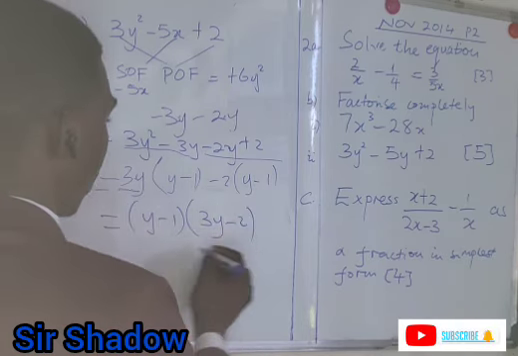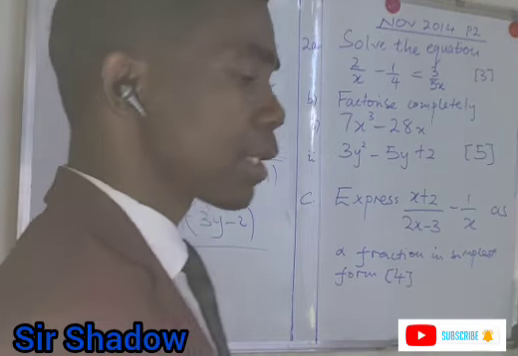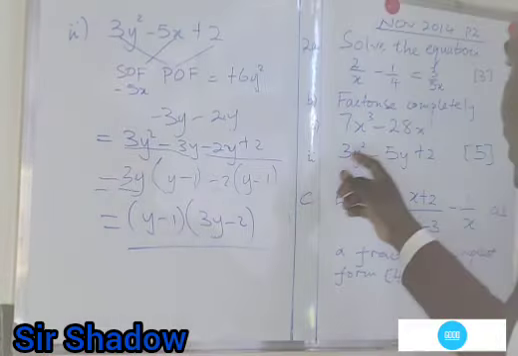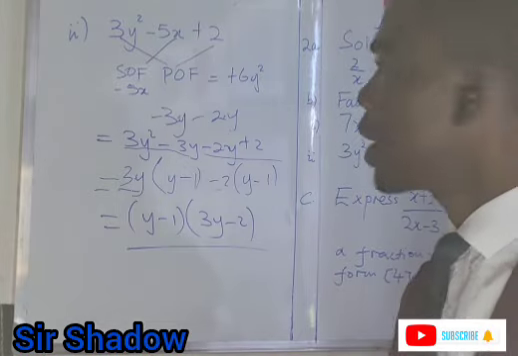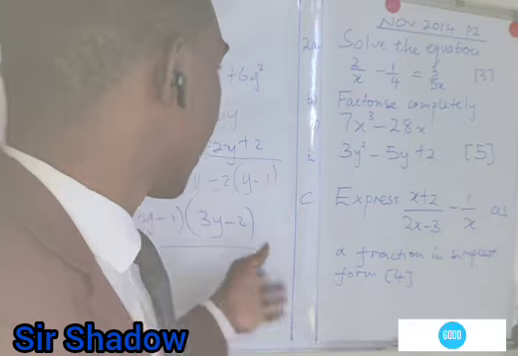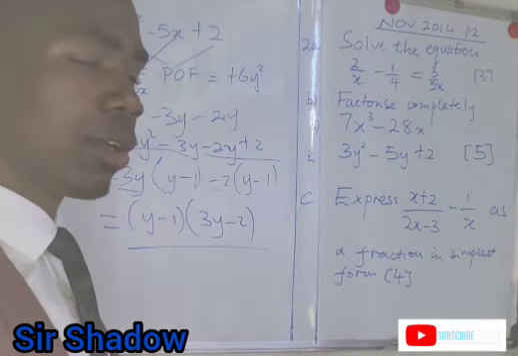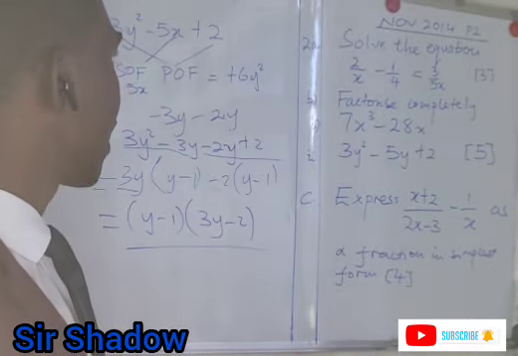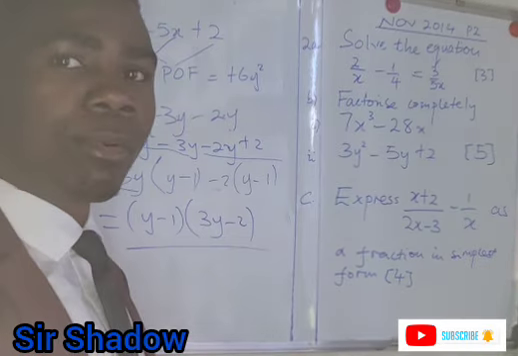So this is how to factorize the quadratic expression 3y squared minus 5y plus 2 using this concept, applying the concept of finding the product of factors and also the sum of factors.